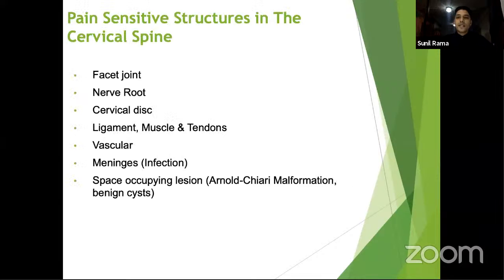Without detailing all the gross anatomy, let's discuss the structures in the cervical spine that may cause neck pain. I will also explain tests used to screen for these possibilities and the investigations required to confirm the diagnosis. The pain-sensitive structures in the cervical spine are the facet joint, the nerve root, the cervical disc, ligaments, muscles, and tendons, which make up the soft tissue, the vascular components, the meninges, and the space-occupying lesion, which could be benign cysts and Arnold-Chiari malformation.